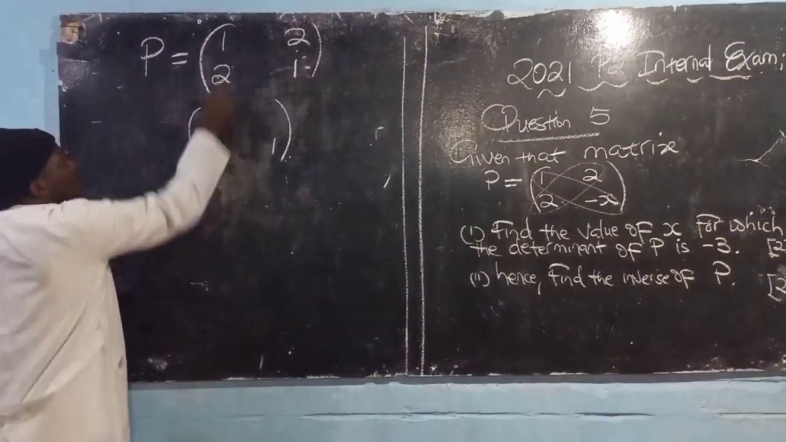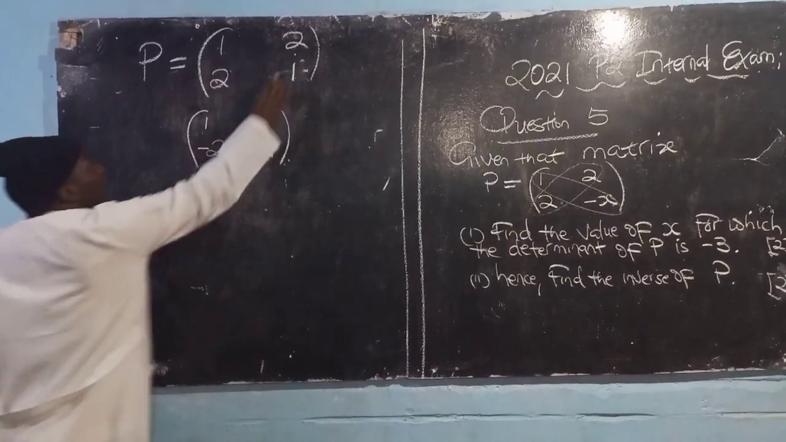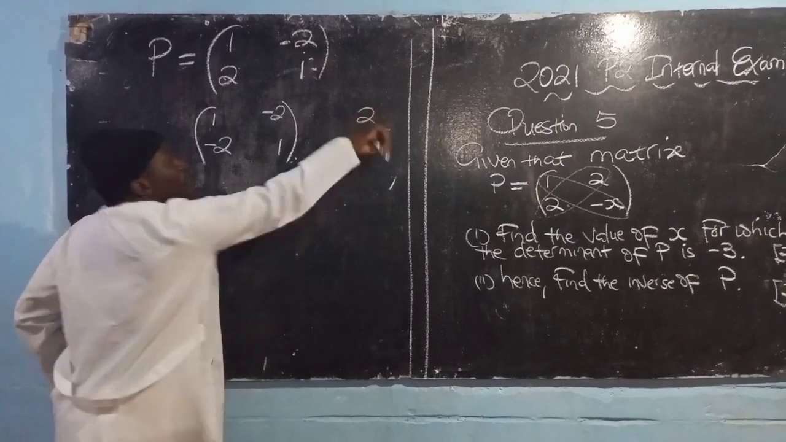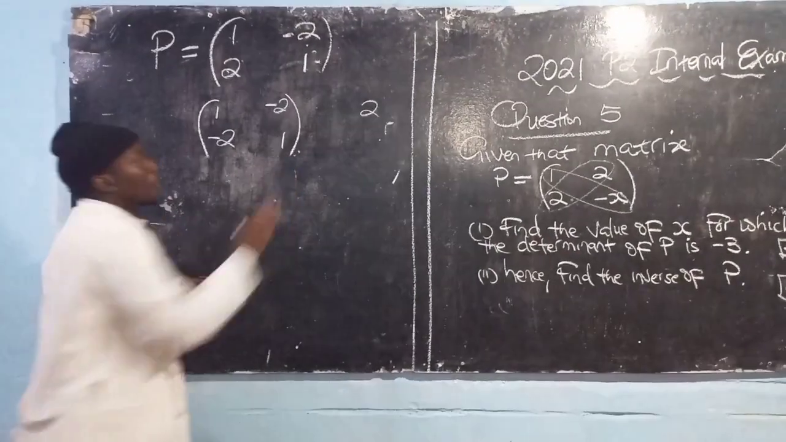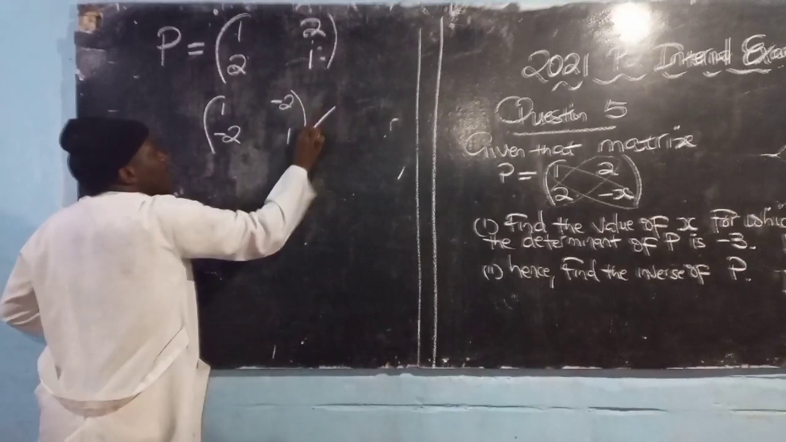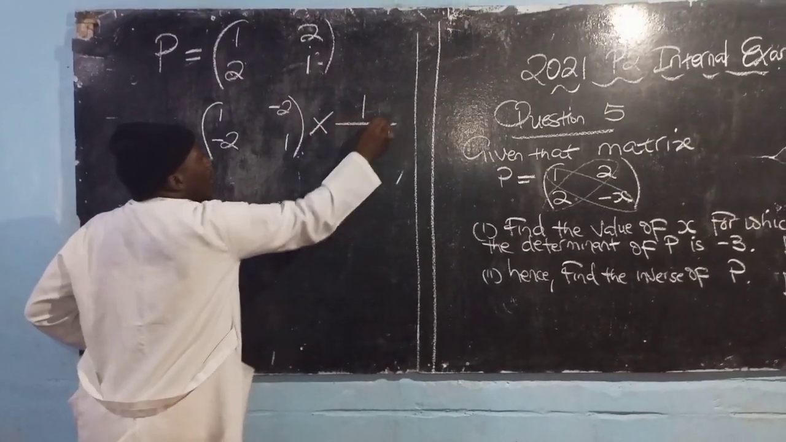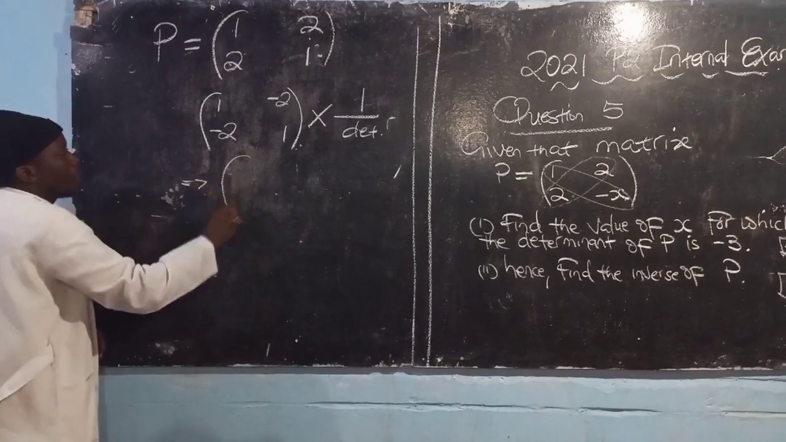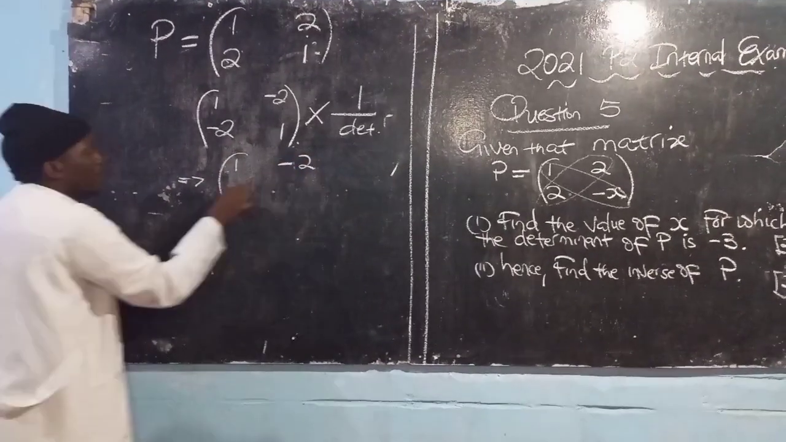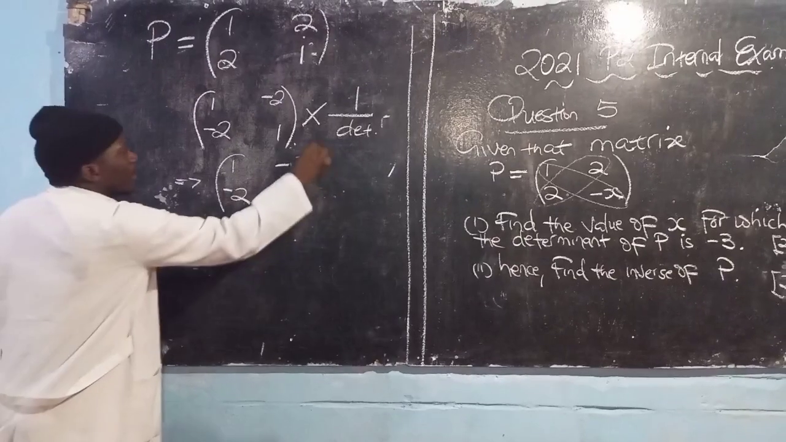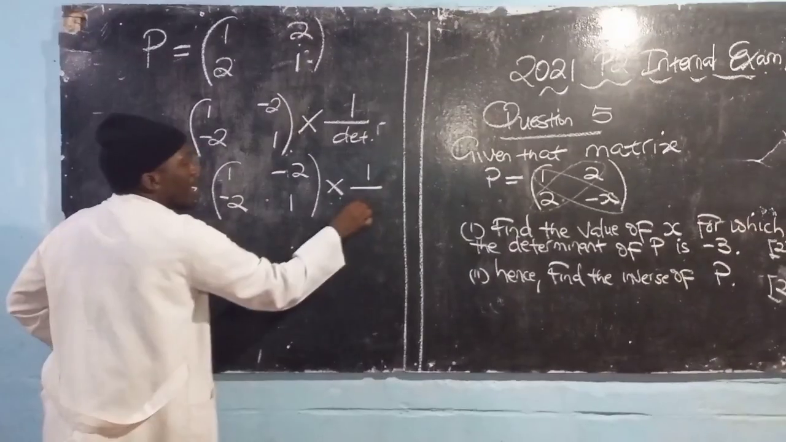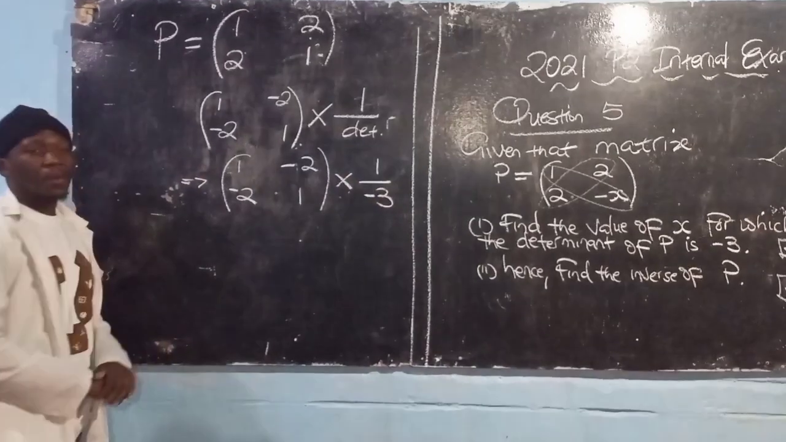And then here, since it's positive, we put negative 2. If it was negative, then it would be written as positive 2. The second thing is to multiply this by 1 over the determinant. This is going to be 1, negative 2, 1, multiplied by 1 over the determinant, which was negative 3.